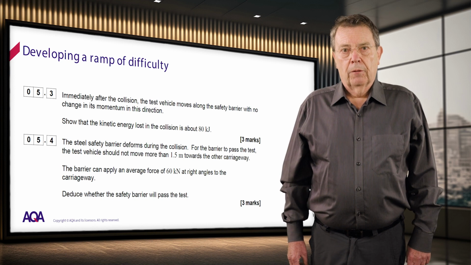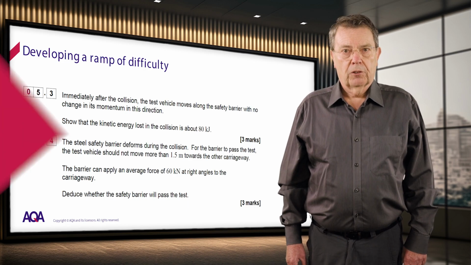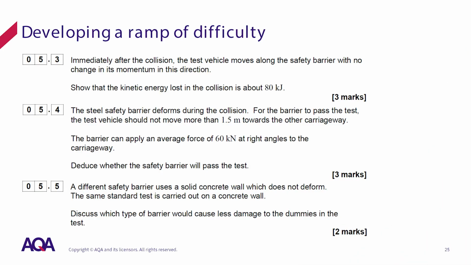Such questions also demand flexibility on the part of the examiners, who will eventually mark the live scripts. Finally, another AO3 question. A comparison between a steel barrier and a concrete one is made. Here the only additional information provided is that the concrete wall does not deform. This question is exploring the evaluative skills of the student. As you can see, a question of this type has a clear ramp of difficulty, and this leads the student through an increasing demand from low cognitive levels to sophisticated evaluative and judgmental arguments.